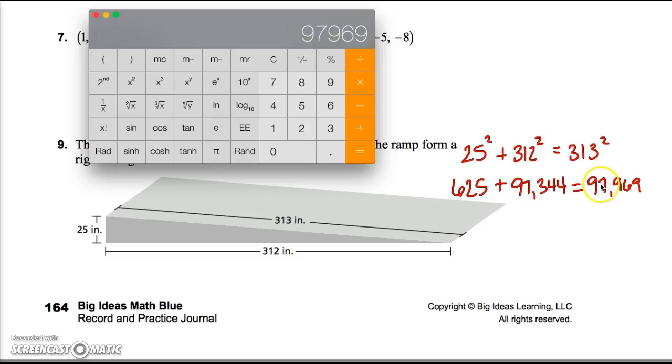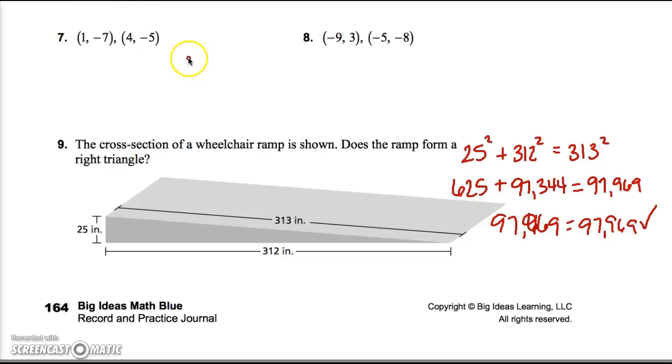97,969. Okay, and again, we're seeing if these really truly are equal. So I'm going to add these two together and see what I get. So 625 plus 97,344. And you get 97,969. So since those two are equal, then the answer to this question, does the ramp form a right triangle, would be yes. And here's the proof to back that up.